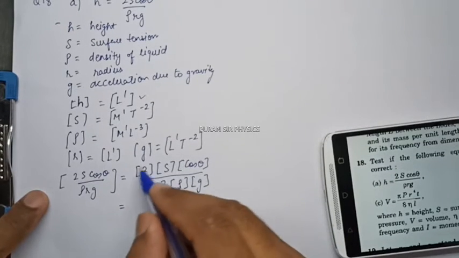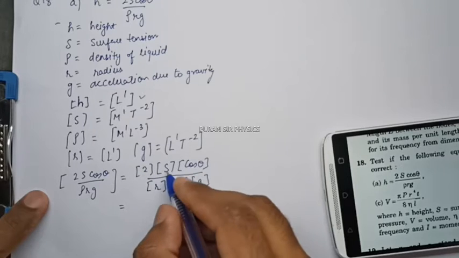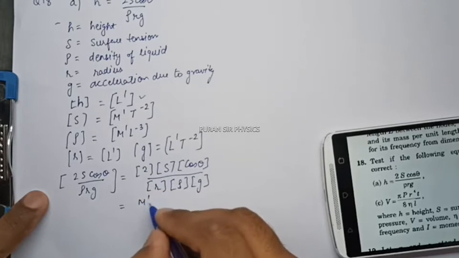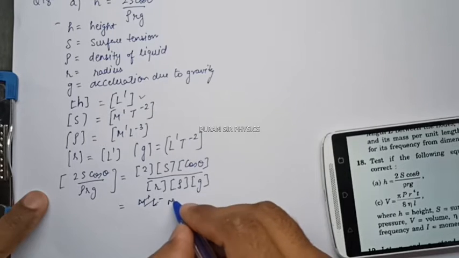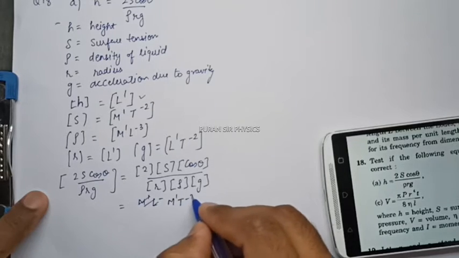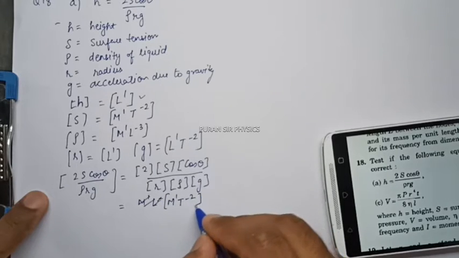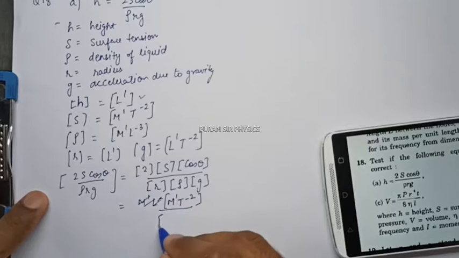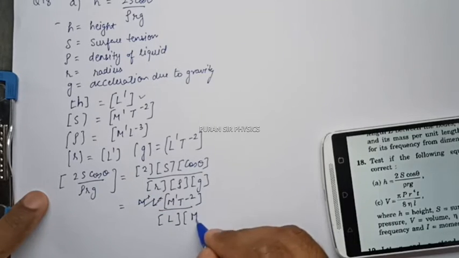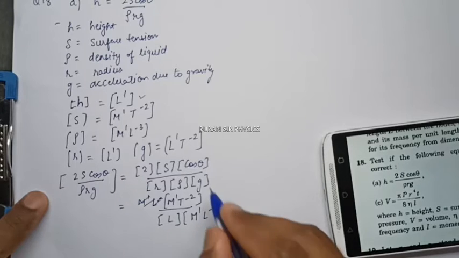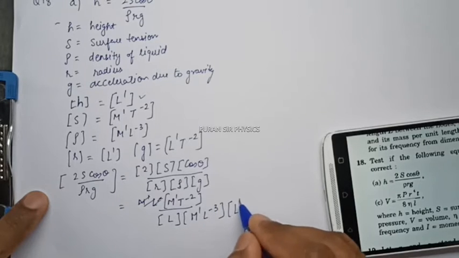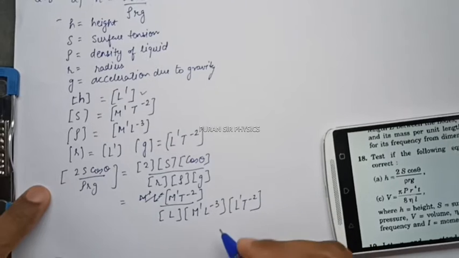So let us substitute. This is a dimensionless constant, and surface tension is M raised to power 1 T raised to power -2, and cos theta, again it is dimensionless. r has a dimension of length, rho is your M raised to power 1 L raised to power -3, and g has dimension of acceleration.